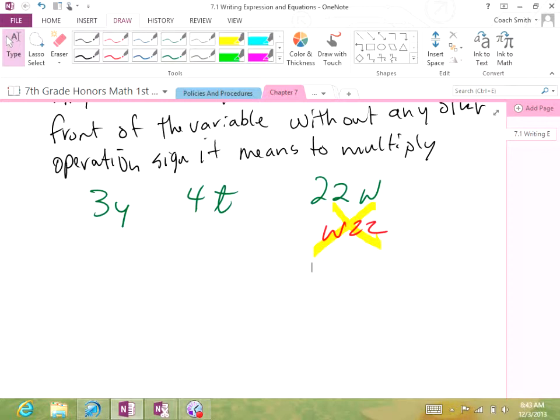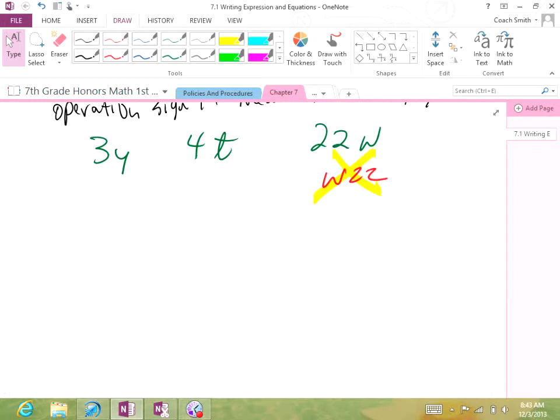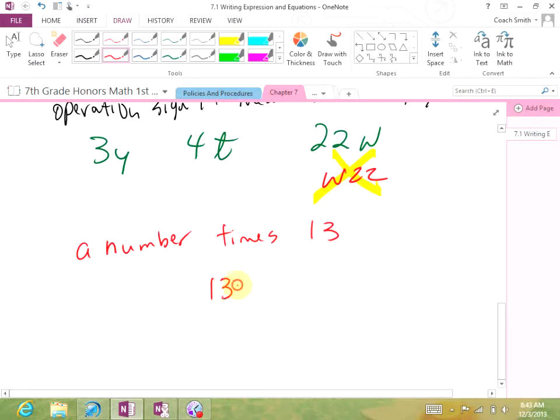And to make that go home with you, I am going to count it wrong the first few times you do it, so it sticks in your brain that you don't put it after the letter, you always put it in front of the letter. So if they said a number times 13, well, that would be 13x. Now, unless the directions tell you to use a specific variable, I don't care which one you use.